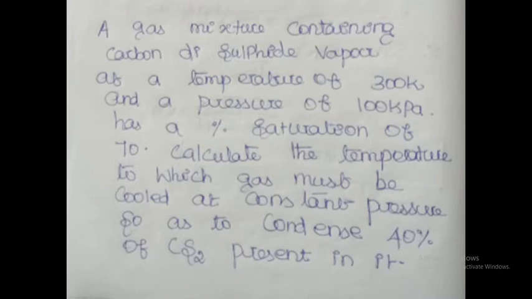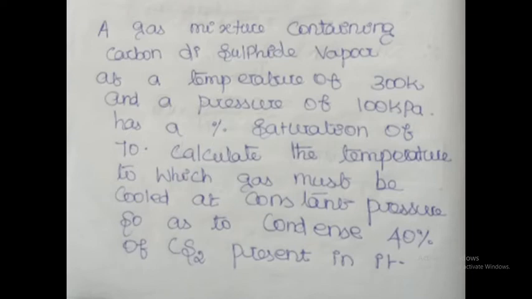First, identify the system. Here carbon disulfide is the vapor, and gas is the other component. Which gas it is has not been mentioned here, so simply take it as a gas. Are you clear? So our system is a carbon disulfide gas system.